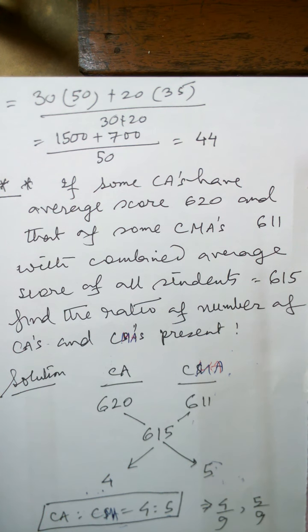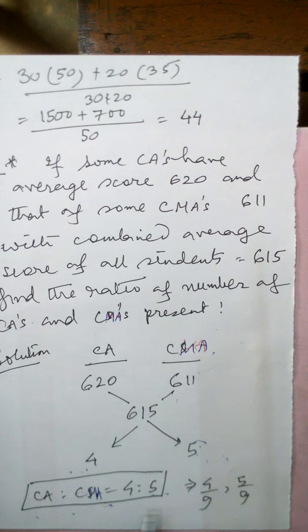4:5. अगर हम बोलेंगे इसका percentage बोलो, तो 4:5 है, तो क्या किए यहाँ पर 4 और 5, if I add 4 and 5, it is becoming 9. So 4/9, 5/9. The fraction will be 4/9 and 5/9. So 4/9 of the persons are CA in the group and 5/9 of the persons are CMA in the group.